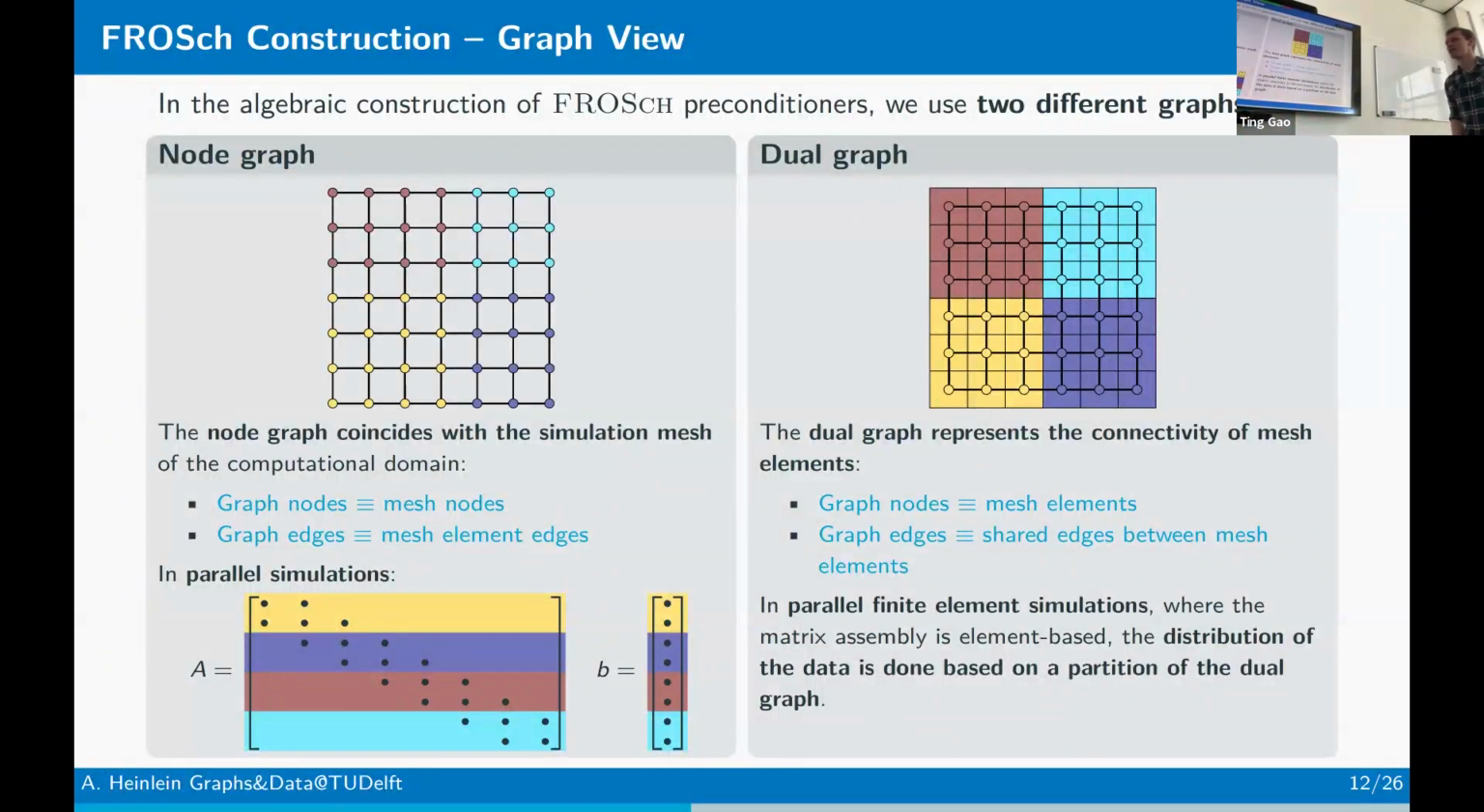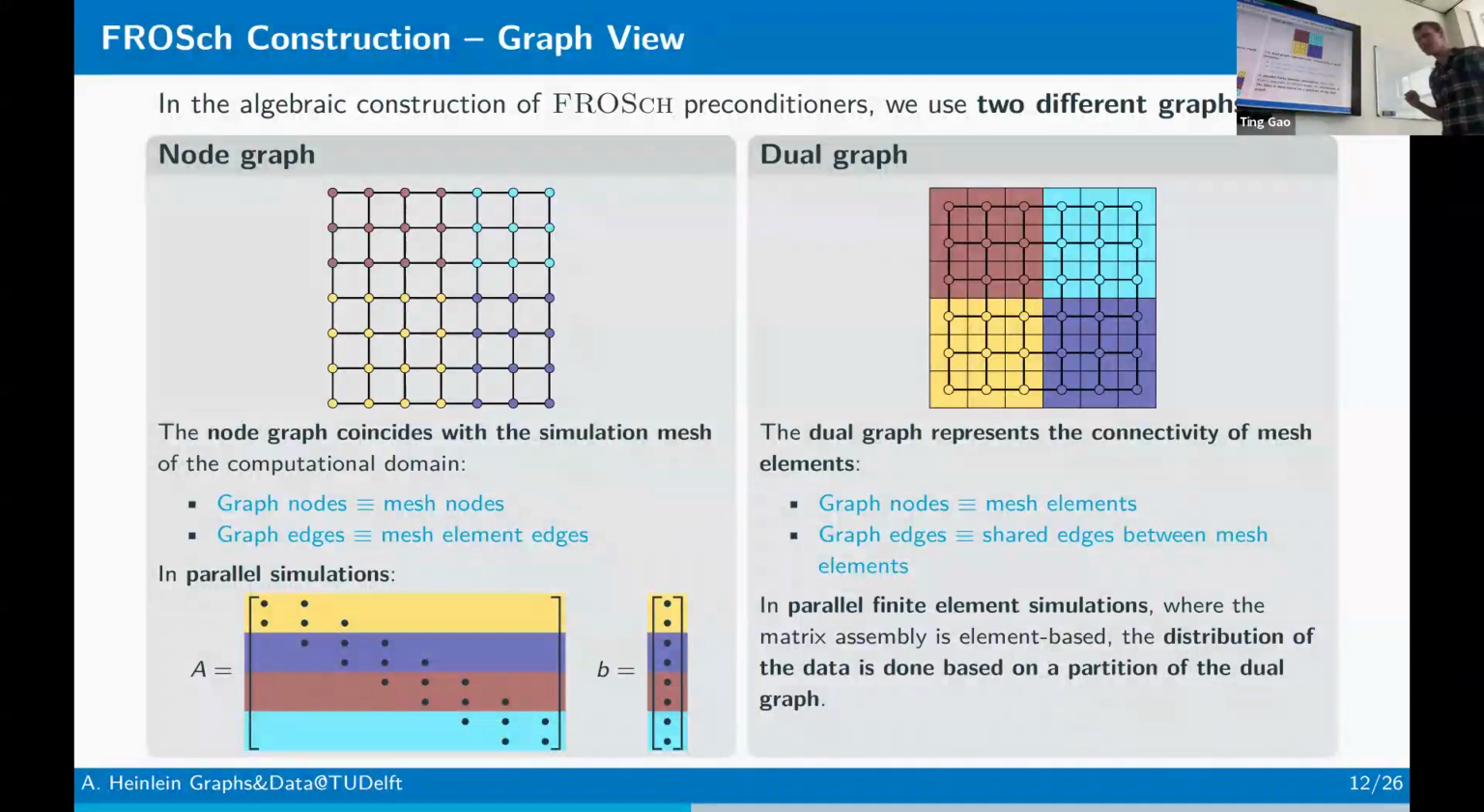But there's another graph that is typically used, which is the dual graph, which is a graph in which every mesh element is a node, and there is an edge between them if two elements share an edge in the mesh. For example, this element here and this element are nodes of the graph, and they have an edge because they share an edge in the mesh. And if you want to assemble this matrix in finite elements, you always assemble based on these elements, not based on the nodes. So this means you actually need a parallel distribution which corresponds to this partitioning of this graph.